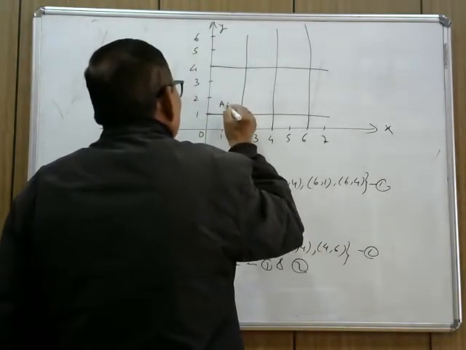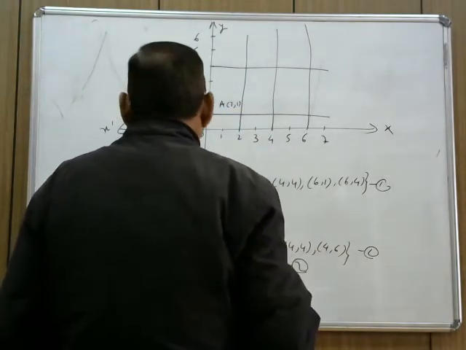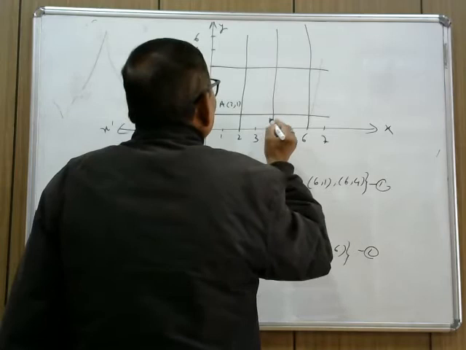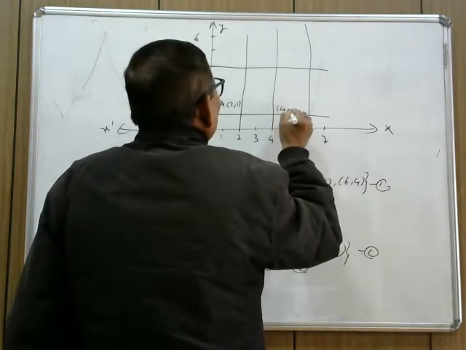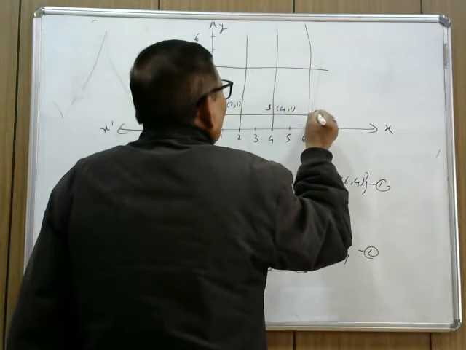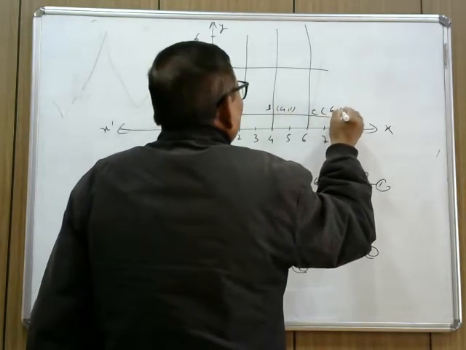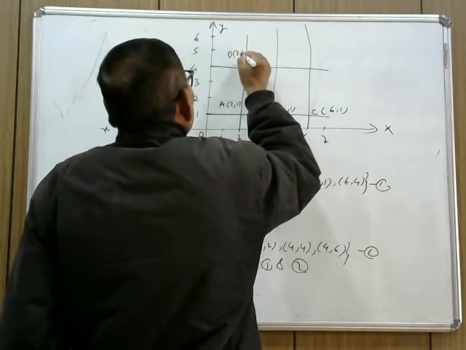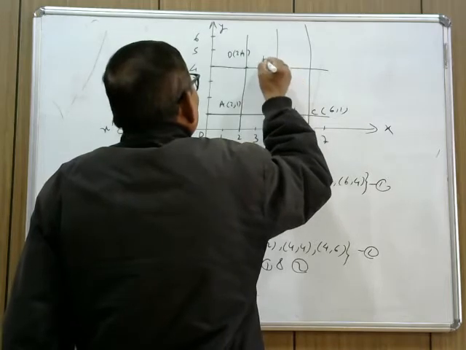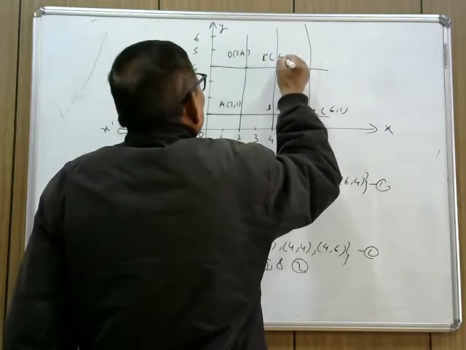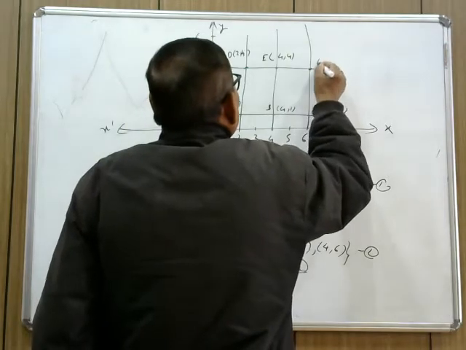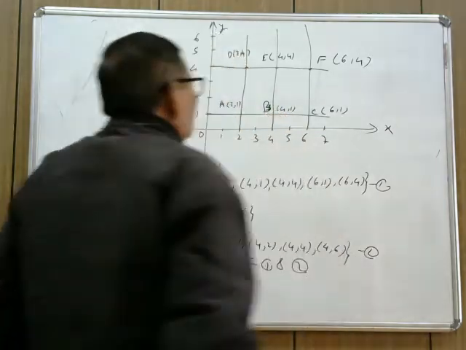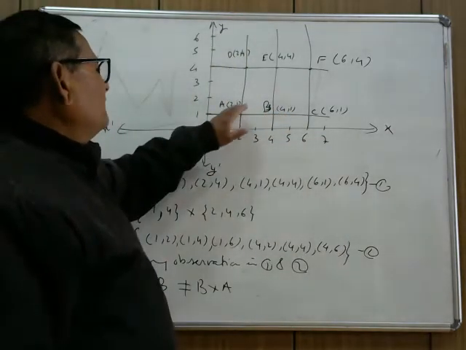The first point is A. This is (2, 1). And this point is B, (4, 1). This point is C, (6, 1). This point is D, (2, 4). And this point is E, (4, 4). And this point is F, that is (6, 4). So you may see that these are the elements of A cross B.